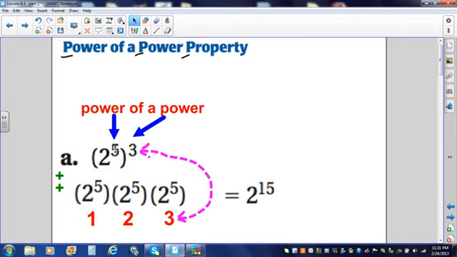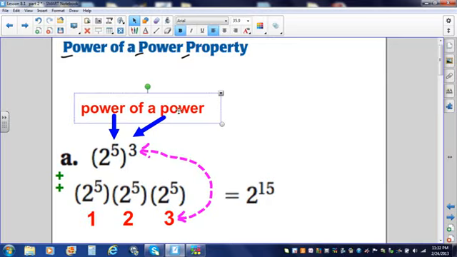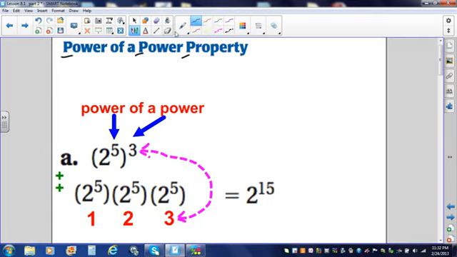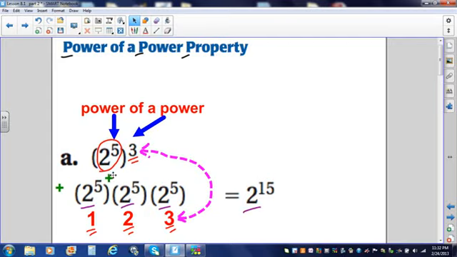Parentheses 2 to the 5th power, parentheses 3. This is what we call a power of a power. What this simply means is we would write 2 to the 5th power 3 times. So I have it written once, twice, 3 times. Well, my base is the same in each of these expressions. That would be a 2, so there's our base of 2. And notice, if we add the exponents here, 5 plus 5 is 10. 10 plus 5 gives us an exponent of 15.